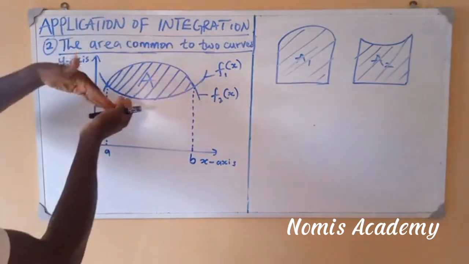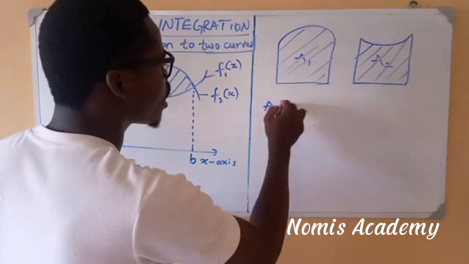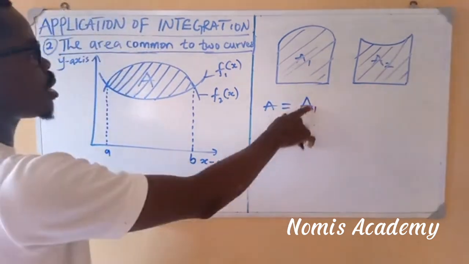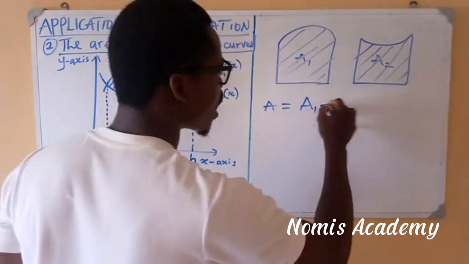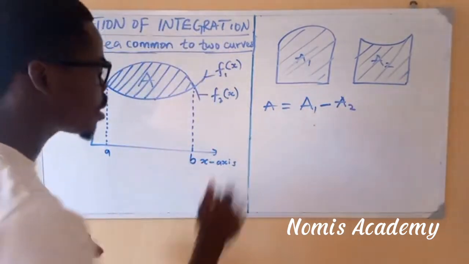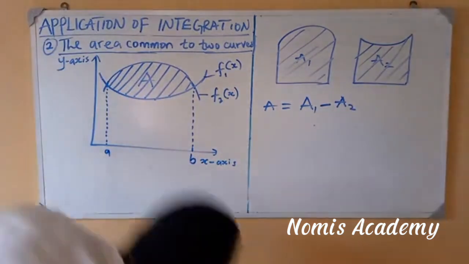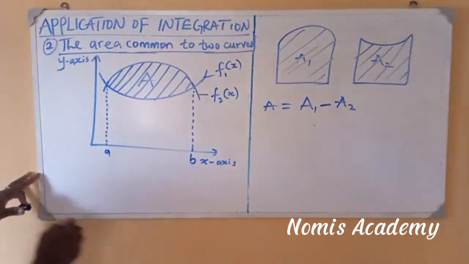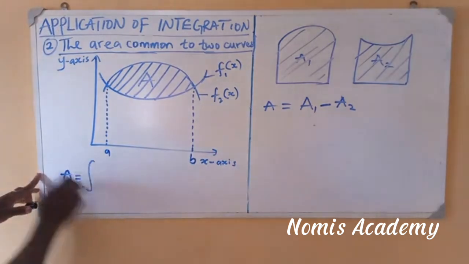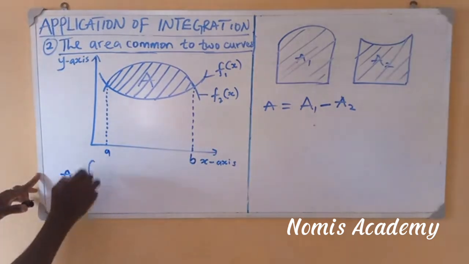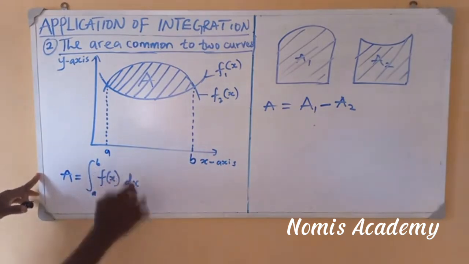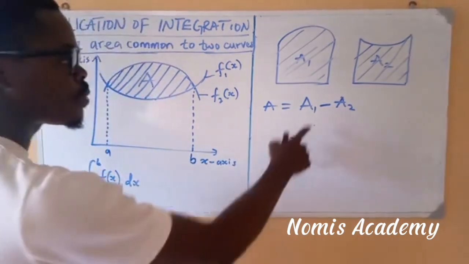For us to get the area bounded by the two curves, area is equal to area 1, that is the area of the curve facing down, minus area of the curve facing up. So this would be the right thing to do. And I hope you remember what area stands for. Remember we say that area is equal to the integral from A to B of f of x dx.